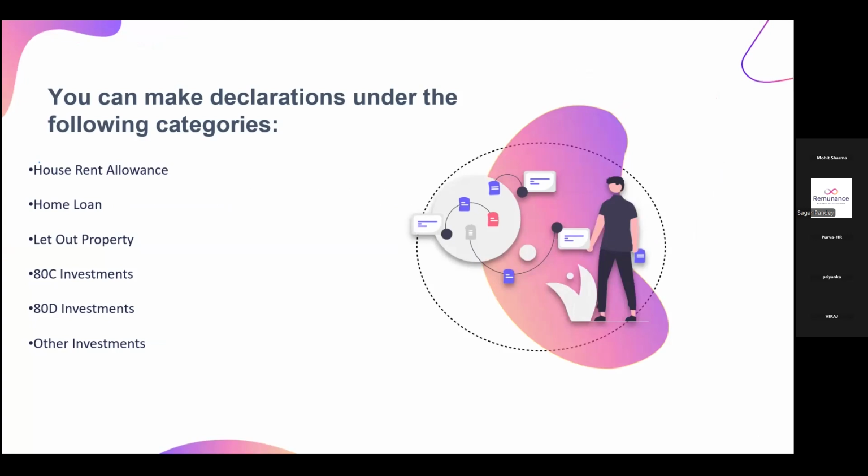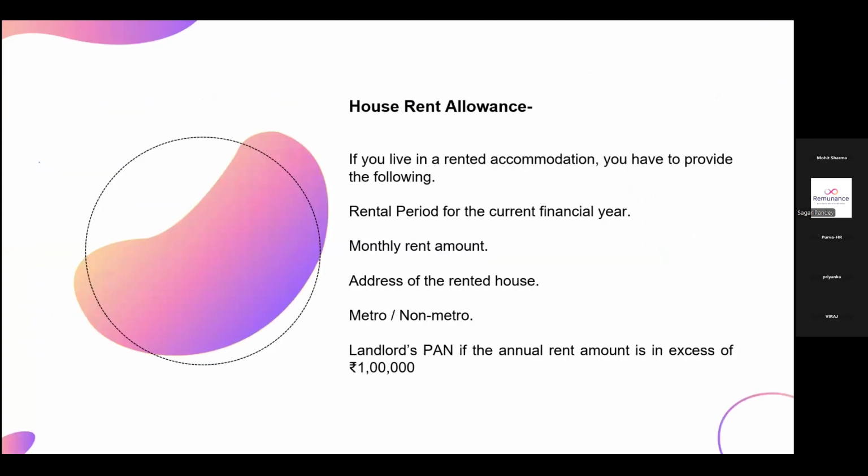Now we will see which are the investments that you can declare for tax saving purpose. So first is house rent allowance. If you are staying in a rented house property, you can claim it for tax saving purpose. You have to just mention the rental period for the current financial year. You have to fill in the monthly rent amount, mention the address of the rented house. You have to choose whether you are staying in a metro or non-metro city. And landlord PAN is mandatory if your annual rent amount is more than rupees 1 lakh.